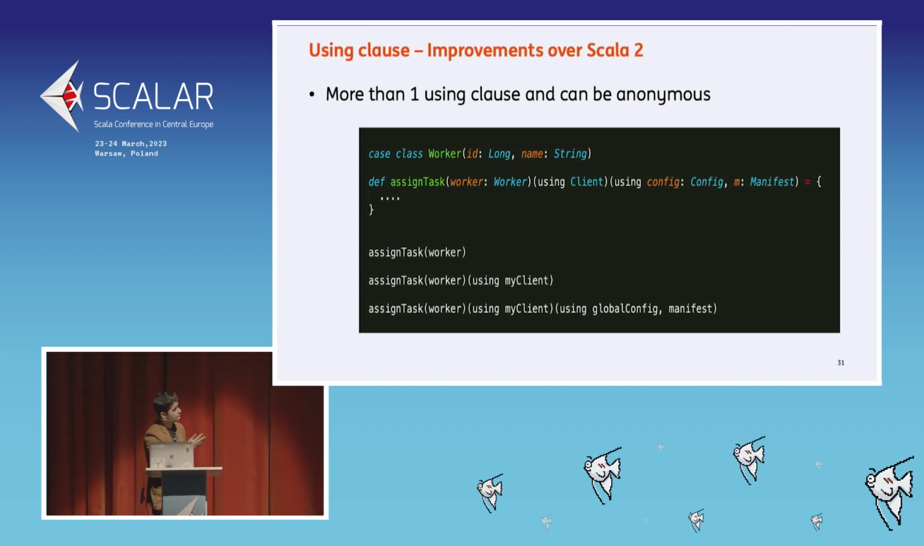So this is nice. You can add multiple using clauses. You can not name them if you want. And at the call side, if you see, we can call them multiple ways. We can pass all the context parameters if we want, or we can pass some of them or none of them. So at the call side also, the usage is quite consistent and orthogonal.